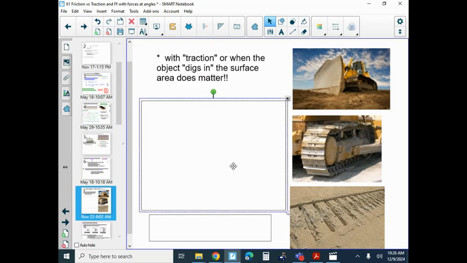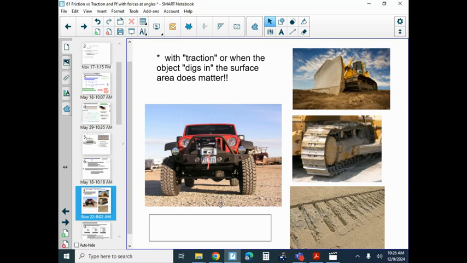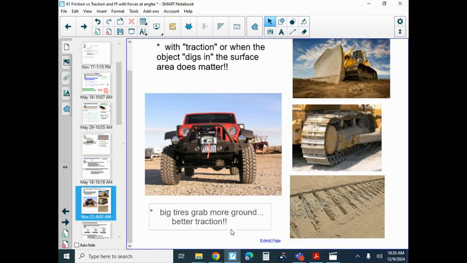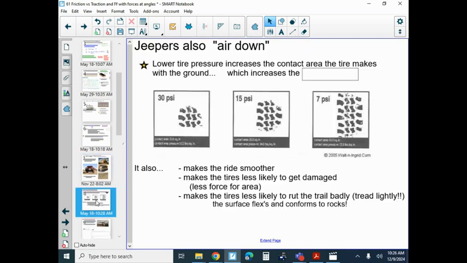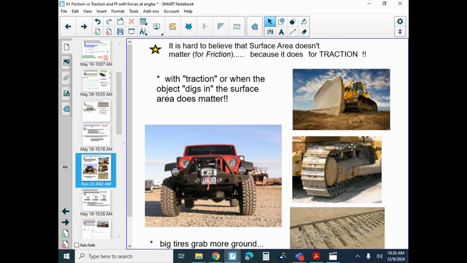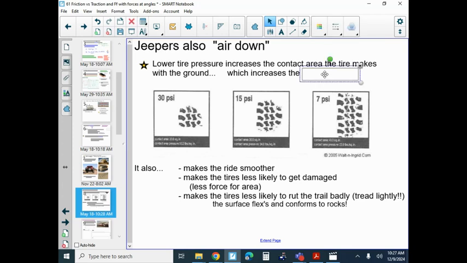Okay, so when objects dig in, surface area certainly does matter because you're going to be grabbing more of the surface and more of the ground. Jeepers, I'm one of those people. We air down our tires, which does a lot of things. One of the things it does is it increases the contact area. It actually just sort of lengthens it. It doesn't really widen it a whole lot, but it makes the tires act a little bit more like tracks, grabbing more of the ground, giving you more traction.